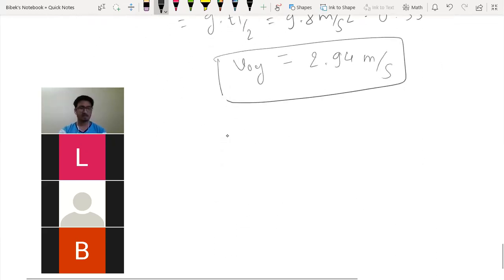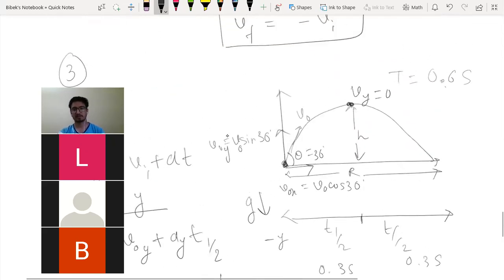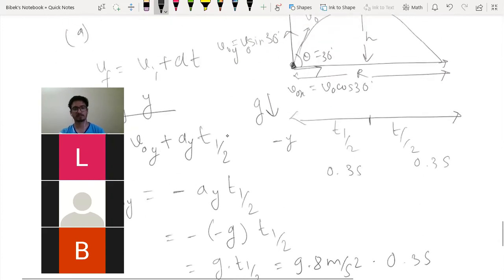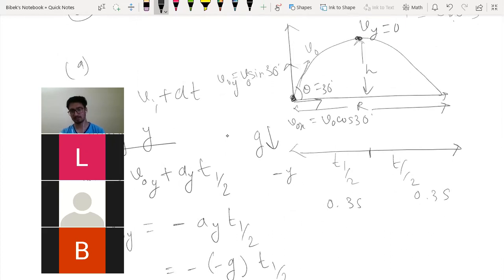Okay, now, do you have any questions till now? I think it's pretty much similar to what we did in our last problem.